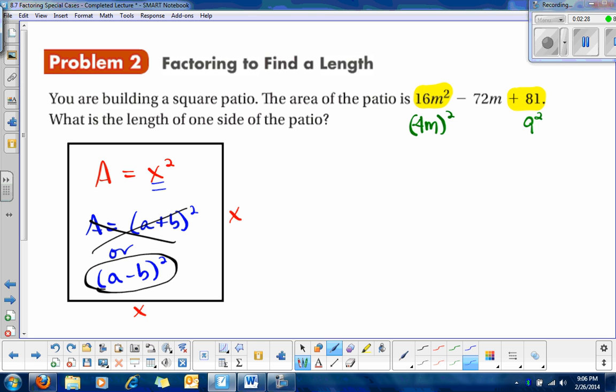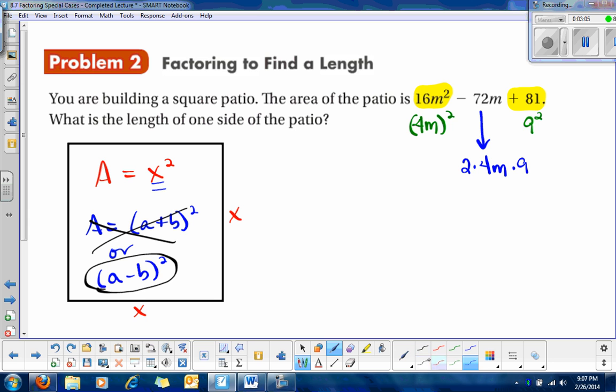Now we need to check if I take one of the factors of our first term and our last term and multiply them by 2, will I get my 72m? So here we've got 2 times 4m times 9. That's 2 times 4 is 8, times 9 is 72, times m is 72m. So yes, that works out.